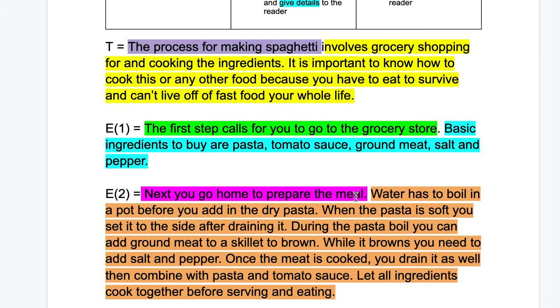Next, you go home to prepare the meal. Water has to boil in a pot before you add in the dry pasta. When the pasta is soft, you set it to the side after draining it.